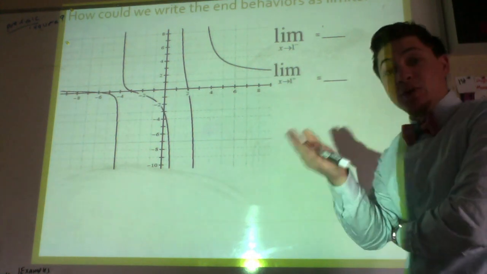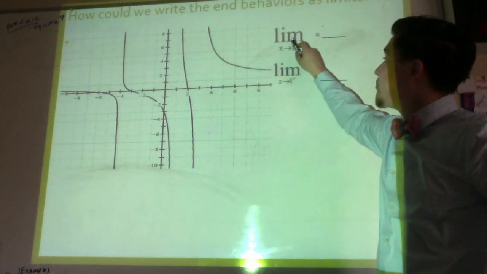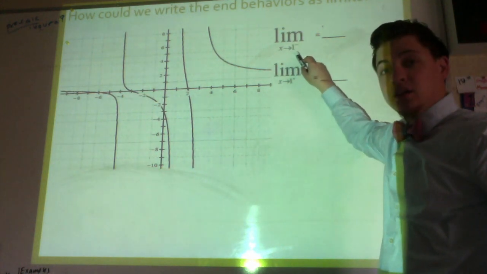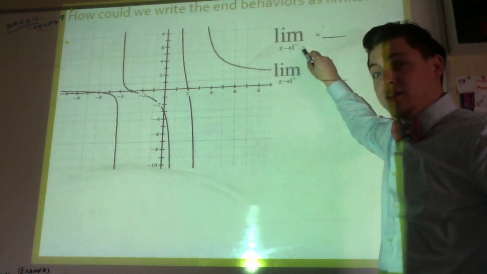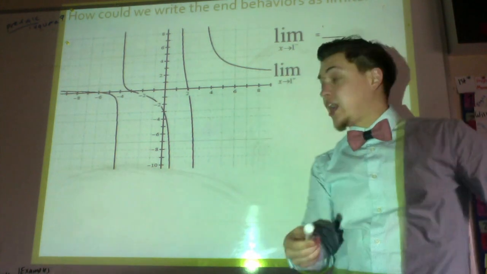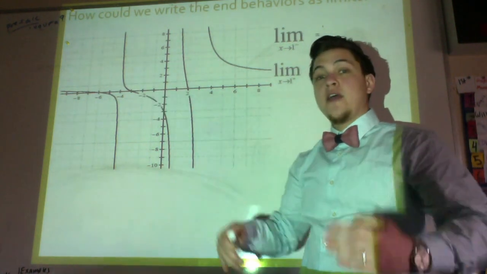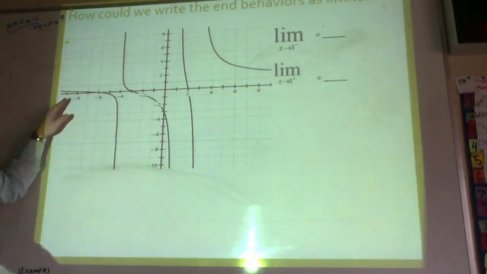Alrighty, let's see what you guys said. So, if I were to read this out loud, the limit as x approaches 1, that minus sign means what? From the left. Yes, yes, yes. X approaches 1 from the left. So, I find 1, which is right here, and I'm coming from the left. So that is from this side.